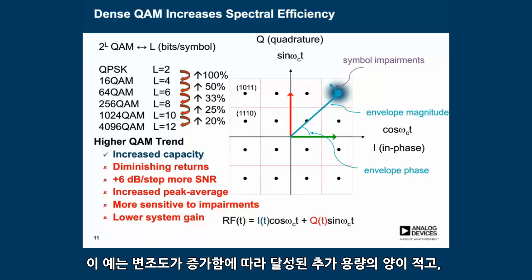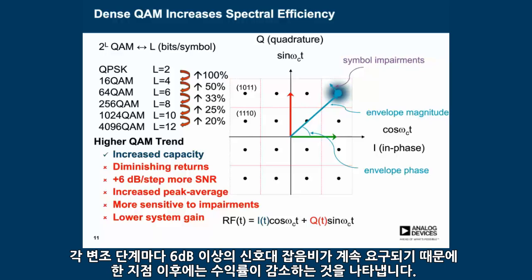The example shows that as a modulation depth is increased, the amount of extra capacity achieved is less and less, showing diminishing returns after a point due to the continued requirement of 6 dB more signal-to-noise ratio for each modulation step.